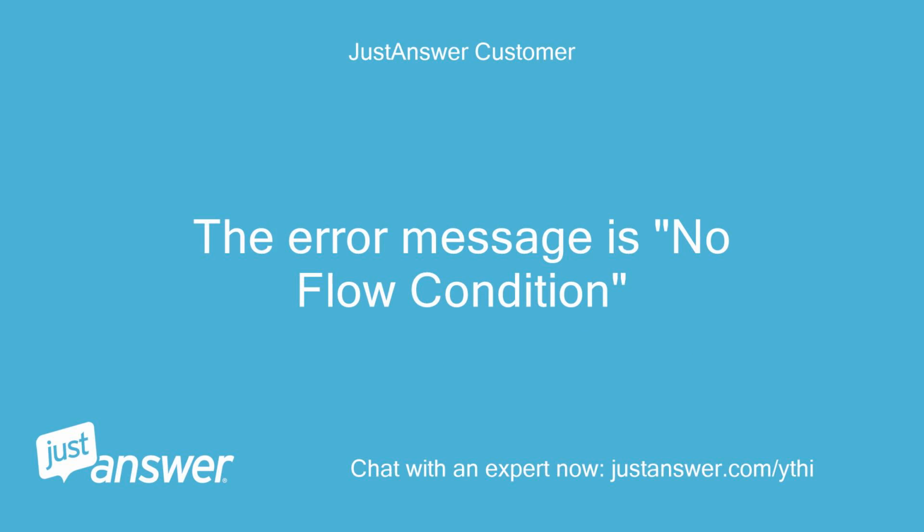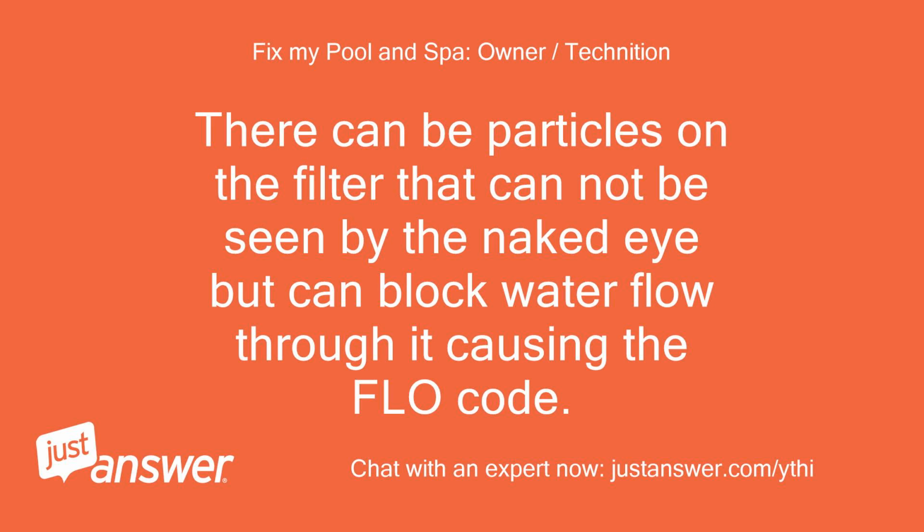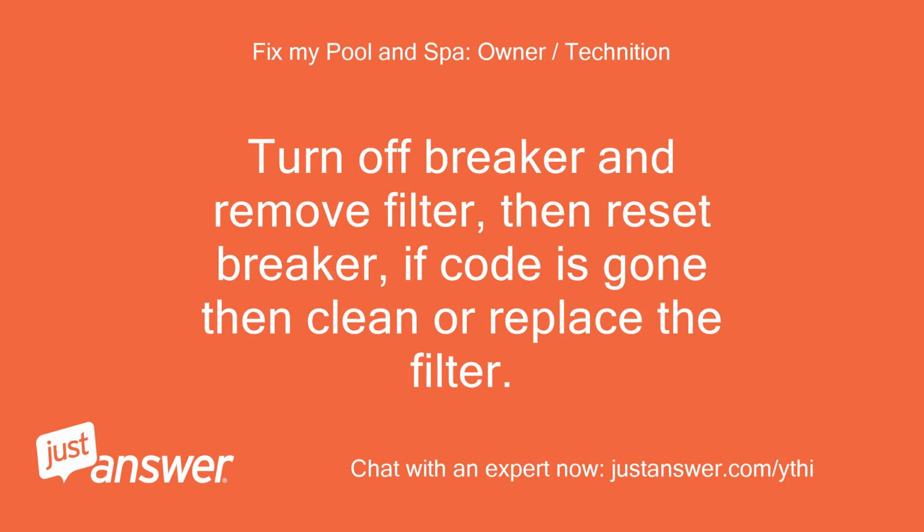The error message is no flow condition. The most common reason for this code is a dirty filter. There can be particles on the filter that cannot be seen by the naked eye but can block water flow through it, causing the FLO code. Turn off breaker and remove filter, then reset breaker. If code is gone, then clean or replace the filter.